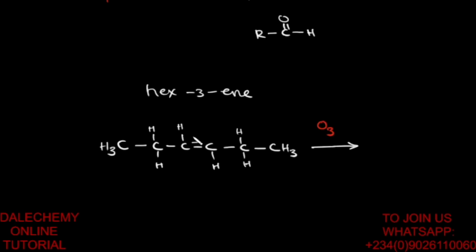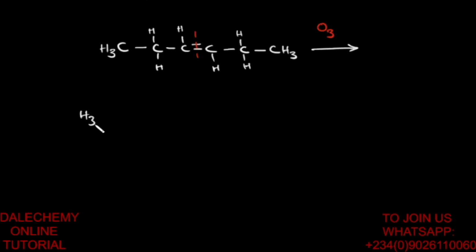So all you have to do is just break it across the double bond. You break that double bond, and you have just two fragments. The first one is H3C, CH2, CH double bond, and we also have the double bond CH2 for this, and CH3. Then the next thing is to add oxygen. So you add oxygen to this, oxygen to this. So these are the two products of ozonolysis of hex-3-ene.